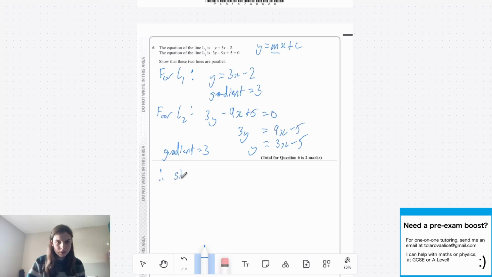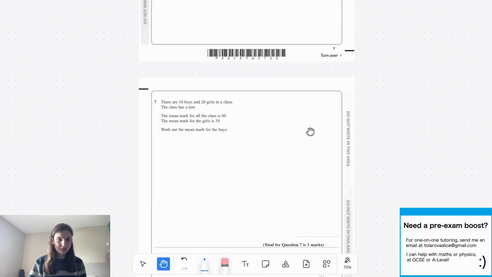Therefore, since grad L1 is equal to grad L2, that's just gradient for short, parallel. Doesn't have to be in full sentences, as long as you've got the general ideas written down and the keywords.